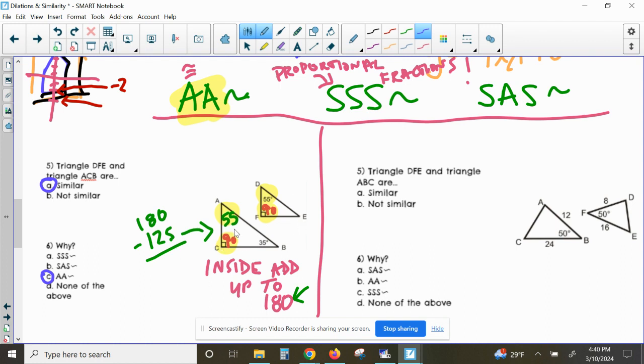Sometimes they don't label everything, but use some things that you used to know before about congruent angles, like vertical angles or adding up to 180 in a triangle. Use some of those ideas.